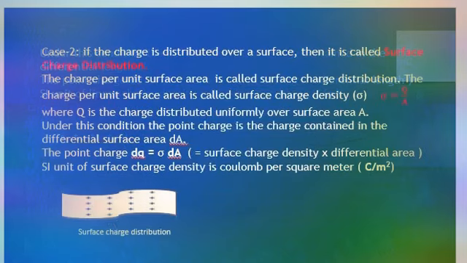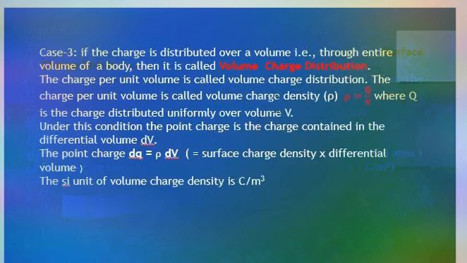Next is surface charge distribution. Similarly, if the charge is distributed over a surface, the surface charge density sigma is equal to Q by A. Obviously, its unit is coulomb per meter square. Here we have shown the surface charge density, and the point charge is dq equal to sigma into dA. And the next is volume charge density distribution.